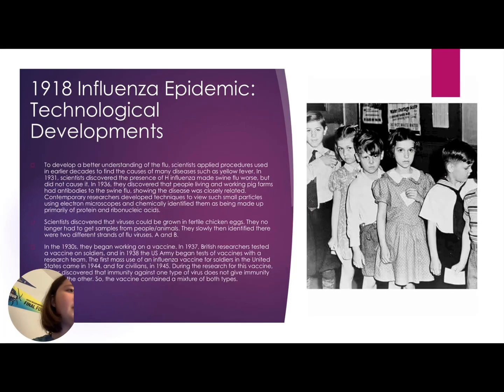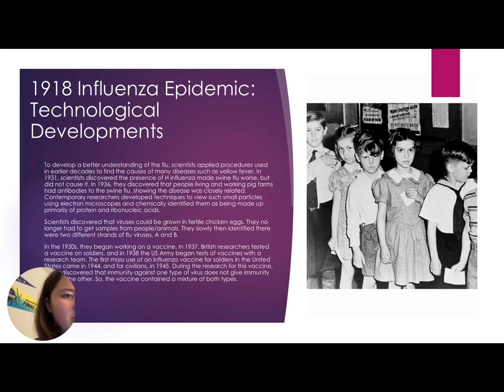world. Technological developments. To develop a better understanding of the flu, scientists applied procedures used in earlier decades to find the cause of many diseases such as yellow fever. In 1931, scientists discovered the presence of H. influenza made swine flu worse, but did not cause it. In 1936, they discovered that people living and working on pig farms had antibodies to fight swine flu, showing the disease was closely related.